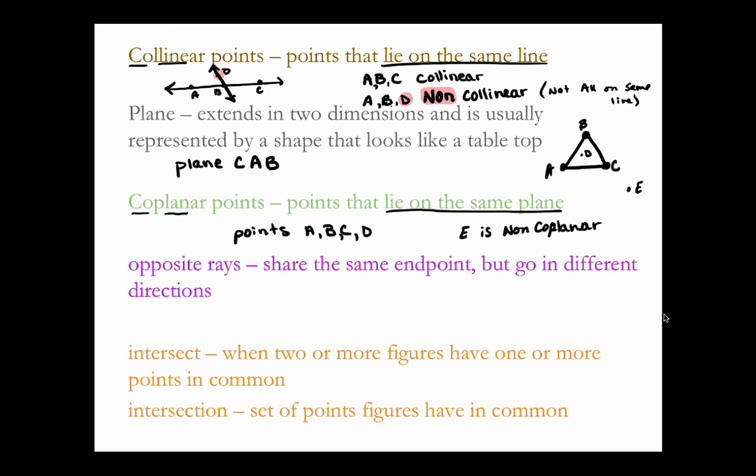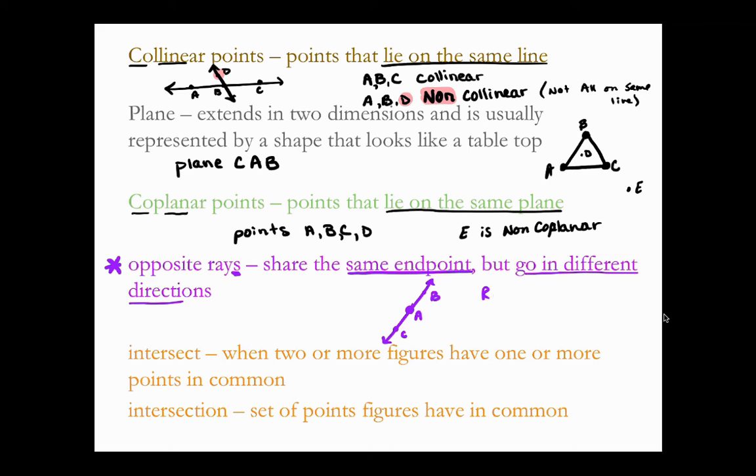So earlier we talked about a ray. Now we're going to get opposite rays. Notice the plural. So these 2 have the same endpoint. So we have one common endpoint, and they go in different directions. So if one goes up to the right, the other one goes down to the left. So this is my endpoint. This is one direction. This is the other direction.